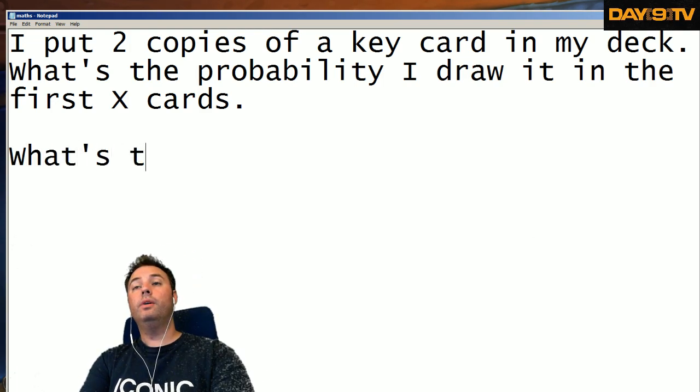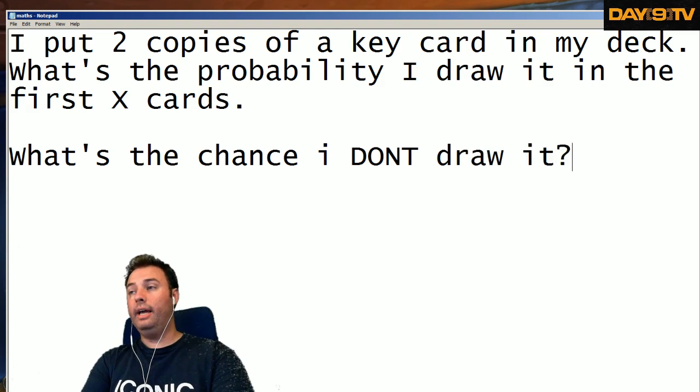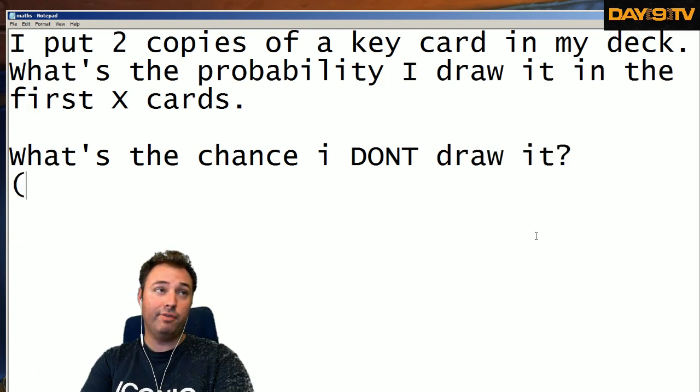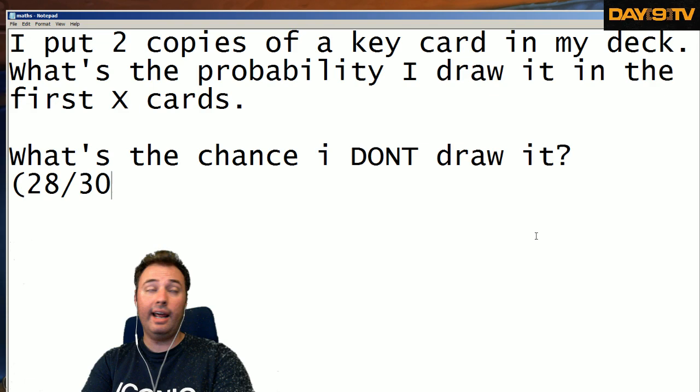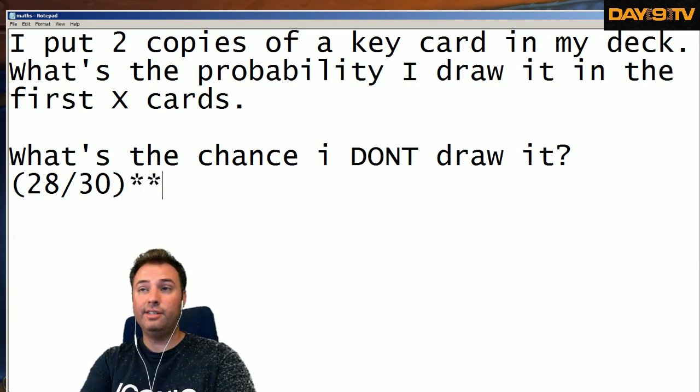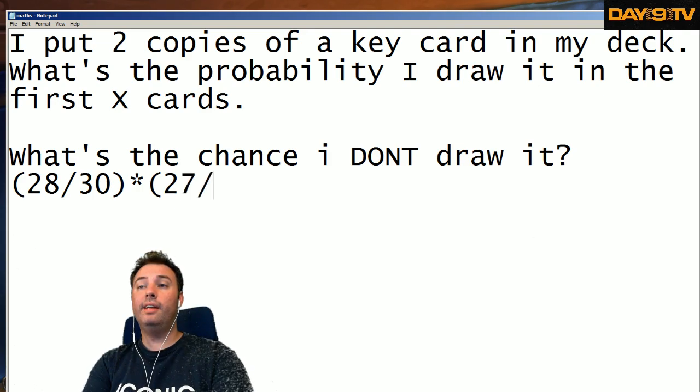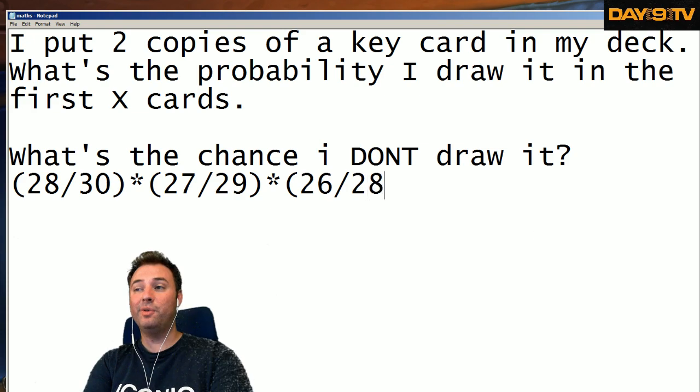What's the chance I don't draw it? This is going to be painful, but it's 28 out of 30. The first card I draw, what if it's not a Gadgetzan? Times 27 out of 29, times 26 out of 28, times 25. Oh, I'm not explaining this.